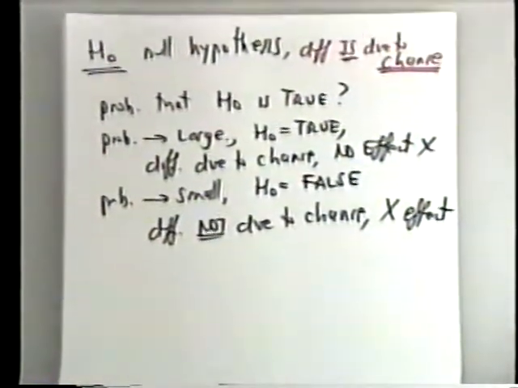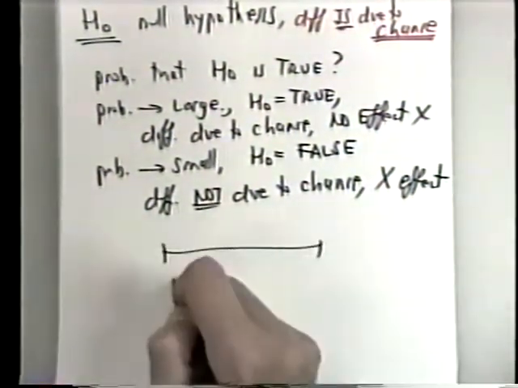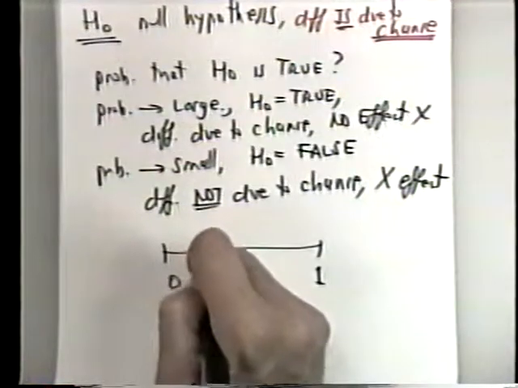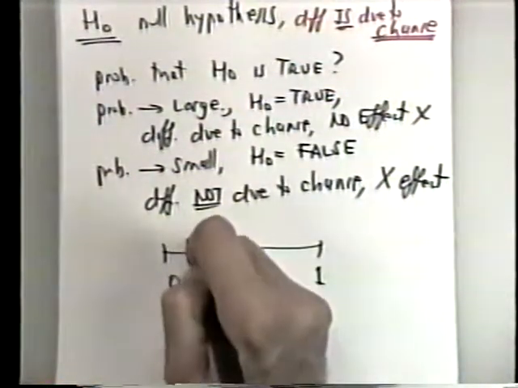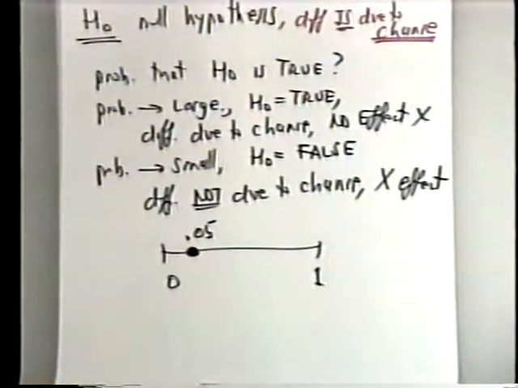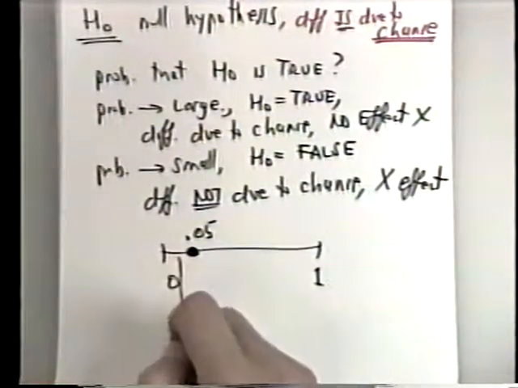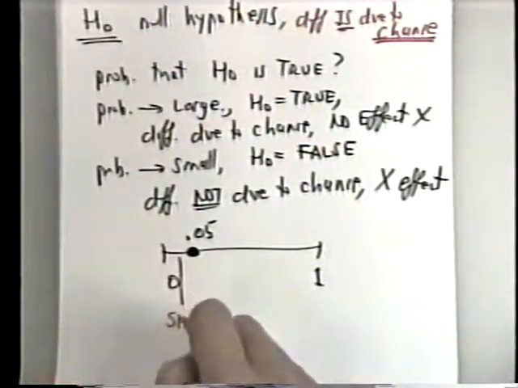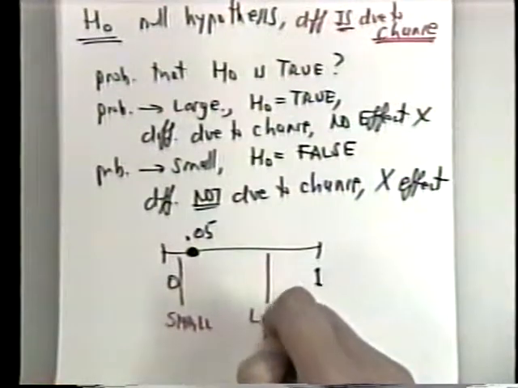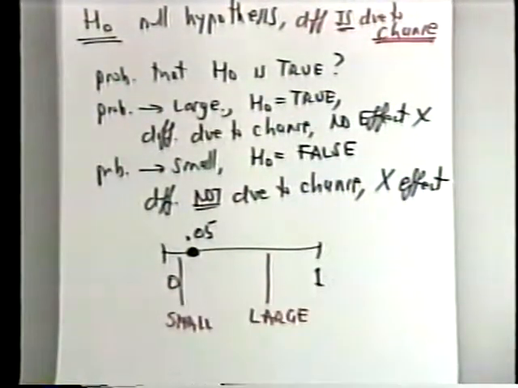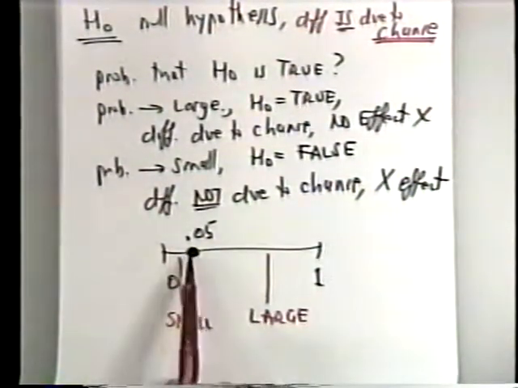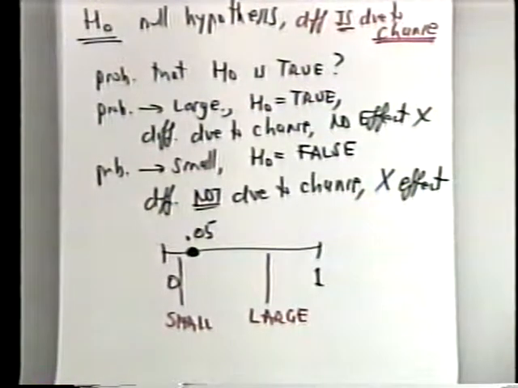The typical probability levels: probability runs from 0 to 1. The typical level we choose as being small or large is 0.05. So everything between 0 and 0.05 is small, and everything between 0.05 and 1 is large. And we'll discuss a little bit why we chose this value of 0.05. So this is how we go.